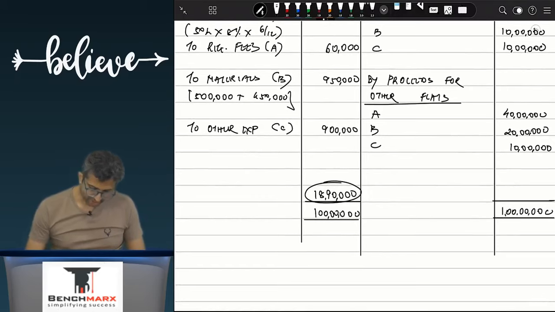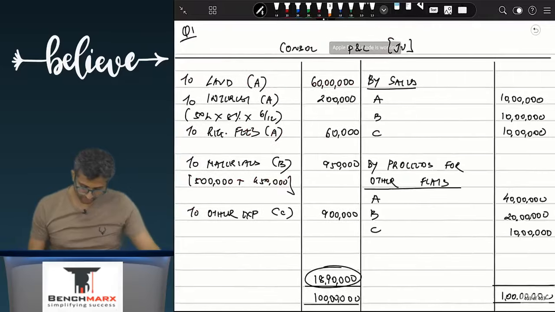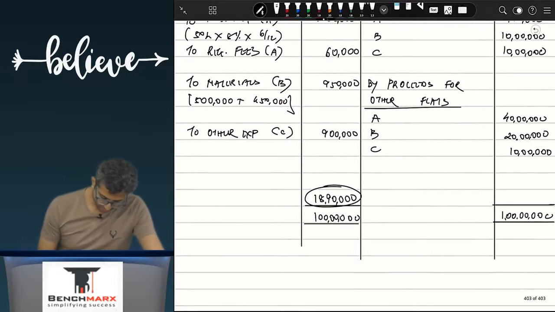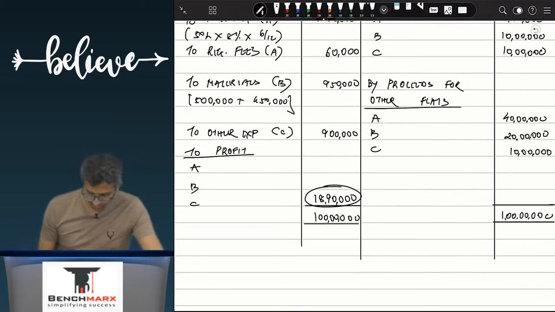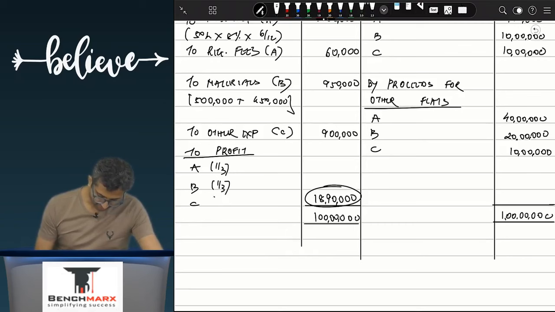Is the question telling you what is to be done with this profit? And net proceeds were shared by the partners equally. So over here, this is total profit. But here, profit for A, B and C. We do a similar thing, one third, one third, one third. There could have been a different ratio as well.